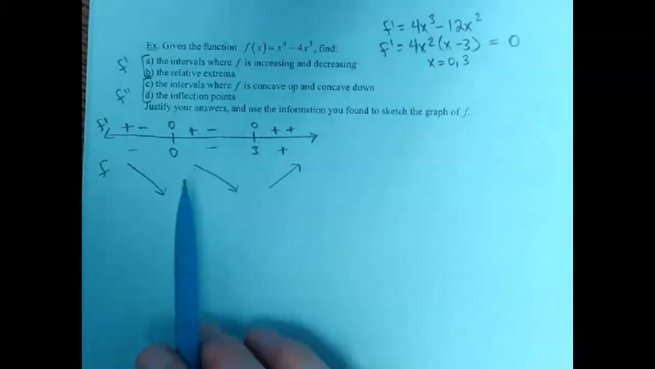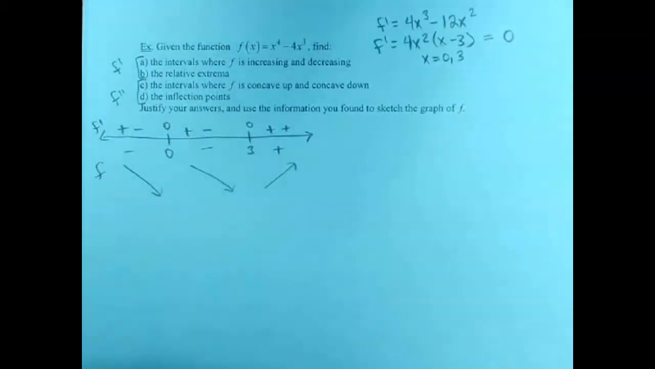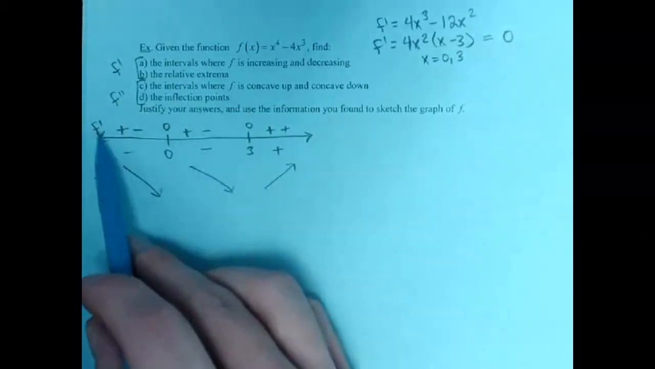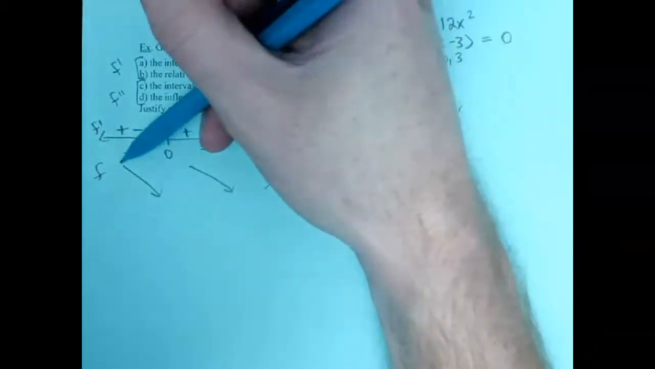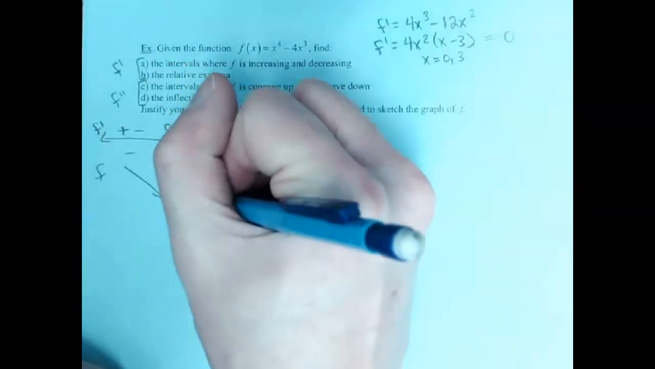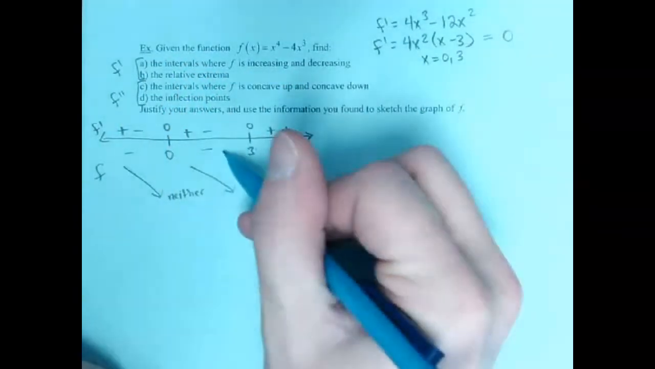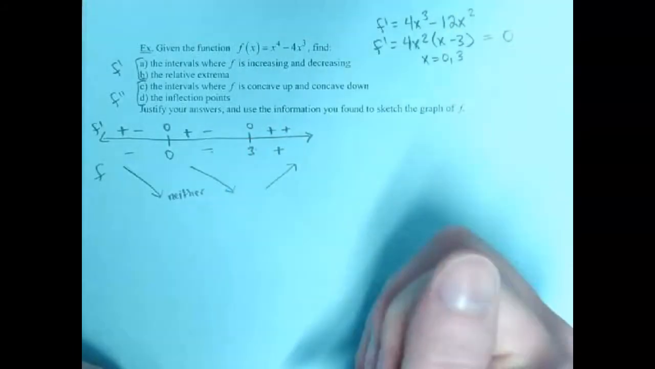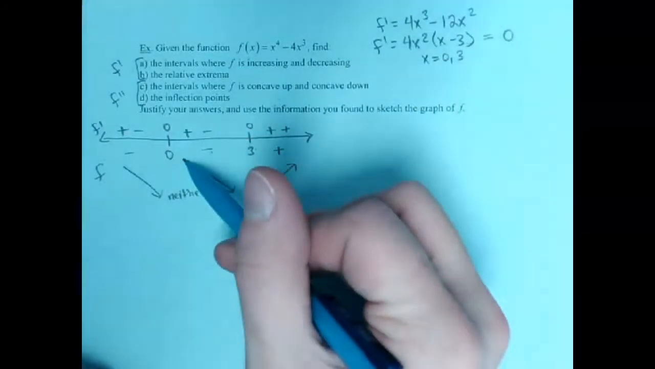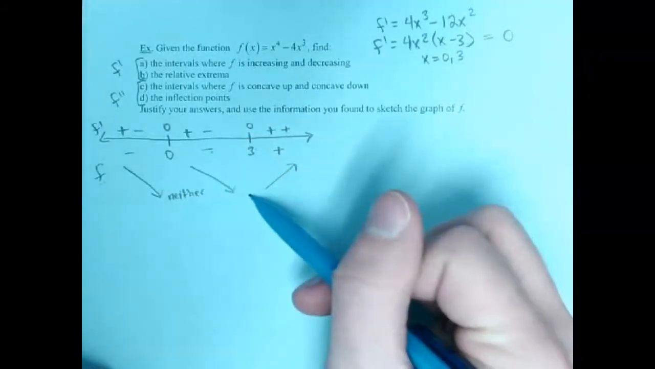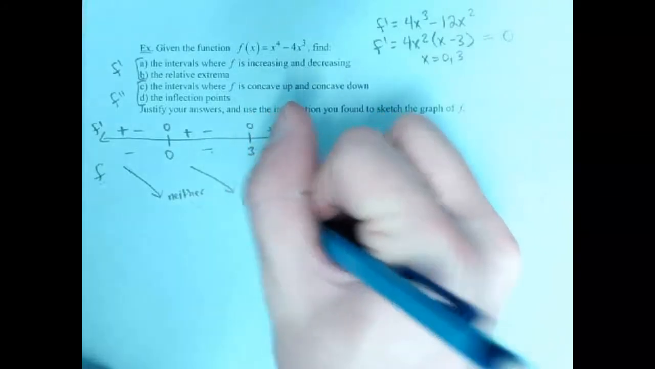Okay, so let's think. Is 0, which is a critical point, going to be a min, a max, or neither? Well, it's negative for the first derivative on both sides. That means it's decreasing, flat, and then decreasing again. So that would be neither a max nor a minimum. But at 3, the derivative changed from minus to plus, which means your original function was going down, decreasing, then it goes up. So we know that point has to be a minimum.